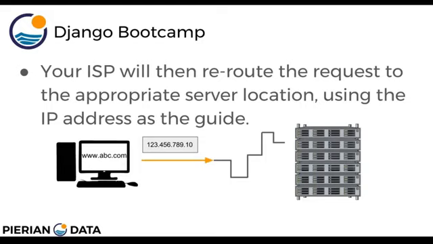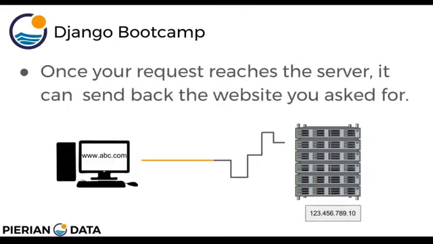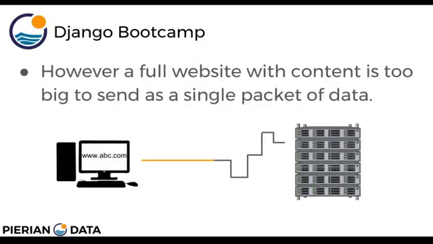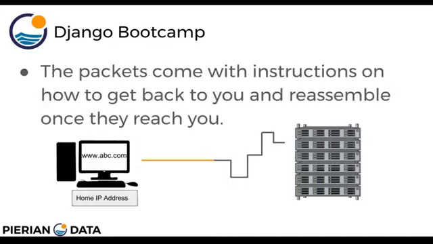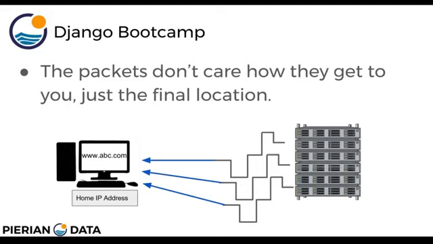So your ISP will then reroute the request to the appropriate server location, using the IP address as the guide. And then once your request reaches the server, it can send back the website you were asking for. However, a full website with content is too big to send back as a single packet of data. And the way we solve this is the server sends back the website split up into many, many packets. And the packets come with instructions on how to get back to you and reassemble themselves once they reach you.